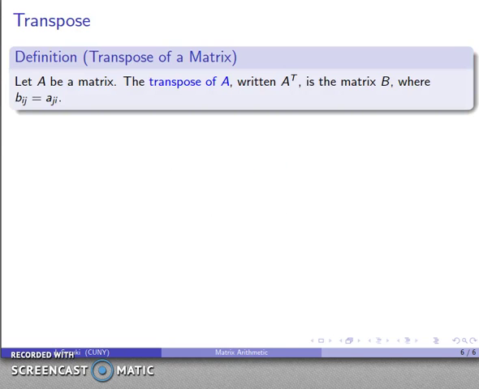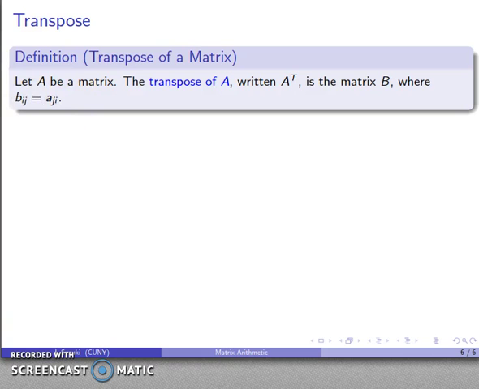Another useful thing that we do with matrices is called the transpose of a matrix. So given any matrix A, I can write the transpose of A as A superscript T. This is a superscript. This should not be read as an exponent. There's only so many ways we can write things, so a lot of things will look alike, but we'll be using them in different contexts. So this is going to be the transpose of the matrix, and it's going to be some matrix B where Bij equals Aji.